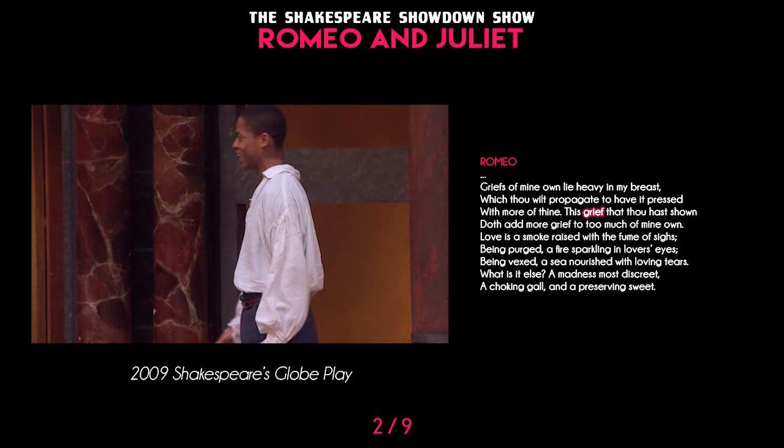But this version, the Shakespeare's Globe, takes both "this grief" and "smoke raised" from the Q1, which is consistent, so they get points for consistency. And actually, the Shakespeare Showdown show appreciates this a lot, because it's nice to have a version that takes the initiative to follow the Q1 and to follow it consistently, despite the fact that the Q1 is considered by most to be the inferior version. Actually, because of the fact that the Q1 is considered by most to be the inferior version, they still chose to follow it, which is a good thing.